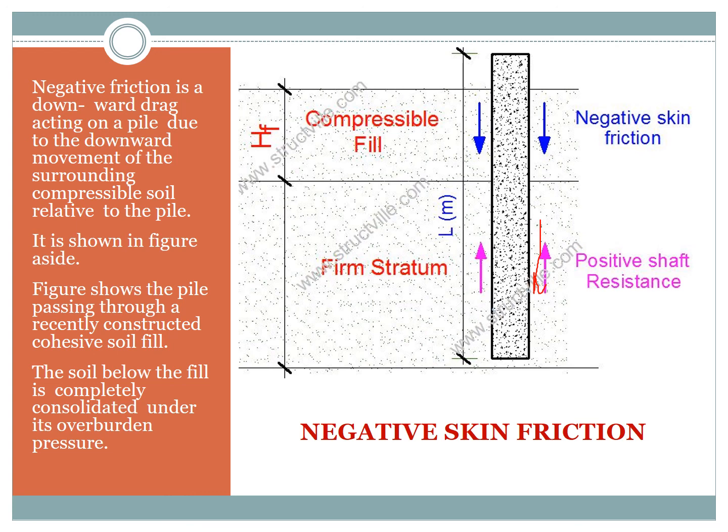Okay, so here is the image for negative skin friction. You can see first is the compressible soil and next is a firm stratum. When the pile is driven in compressible fill, or soft or unstable soil, the soil settles more than the pile, and the downward drag acting on that pile is known as negative skin friction. The figure shows the pile passing through a recently constructed cohesive soil fill, and the soil below the fill is completely consolidated under its overburden pressure.